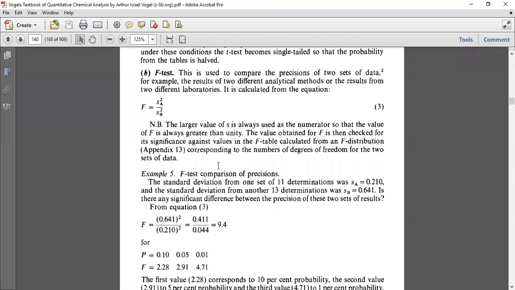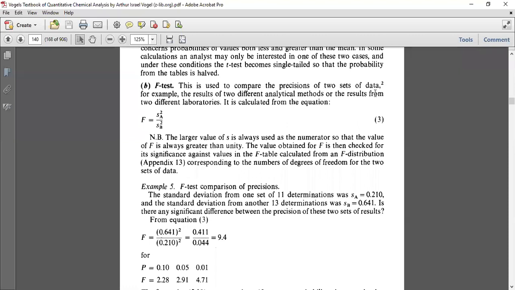Now see what the F-test says: this is used to compare the precisions of two sets of data. For example, the results of two different analytical methods or the results from two different laboratories. It is calculated from the equation. So this is the formula: F is equal to S square A divided by S square B. So this is used to compare the precisions of two sets of data.